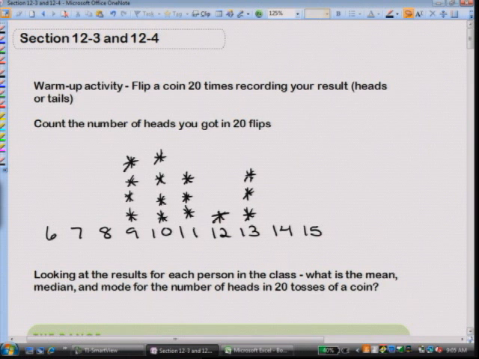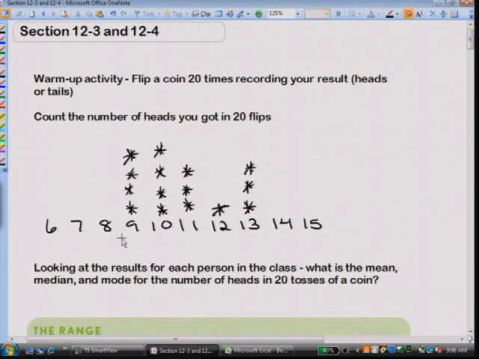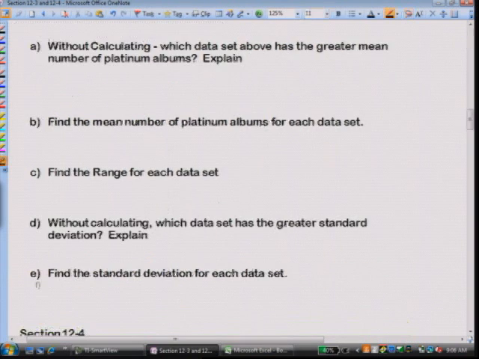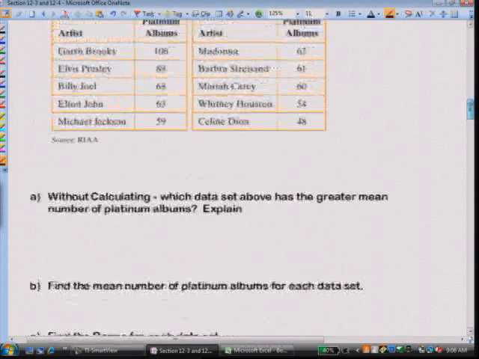This is actually in a separate video, but this is 12.3. In the first class, I had the students flip a coin 20 times and record the results in terms of heads or tails. And this is the number of heads that they got in 20 flips. I'm going to look at these results and compute the mean, the median, and the mode for the number of heads that they got when they were tossing the coins.